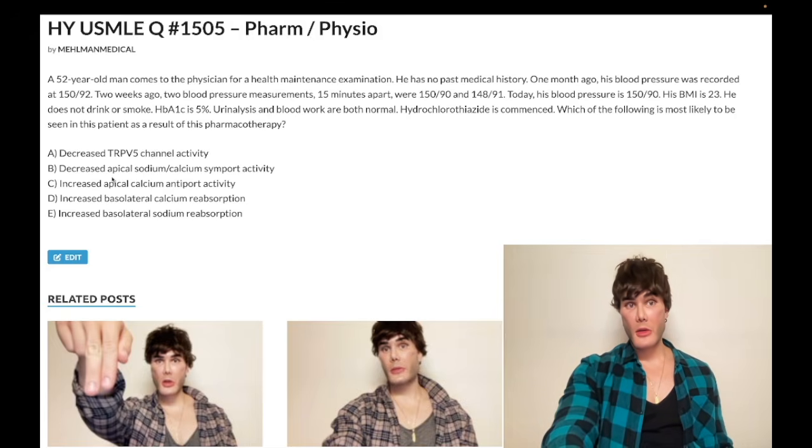Choice B, decrease apical sodium calcium symport activity, is wrong because, first of all, we're going to have increased sodium calcium symport activity, and it's going to be on the basolateral membrane, not the apical membrane. Choice C, increased apical calcium antiport activity, is wrong because, as we already discussed, the sodium calcium antiporter is in the basolateral membrane, not the apical membrane. Choice D, increased basolateral calcium resorption. Correct answer.